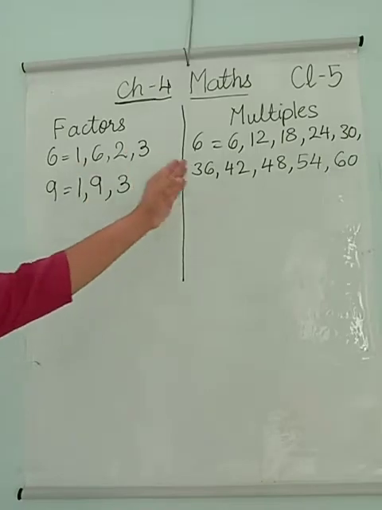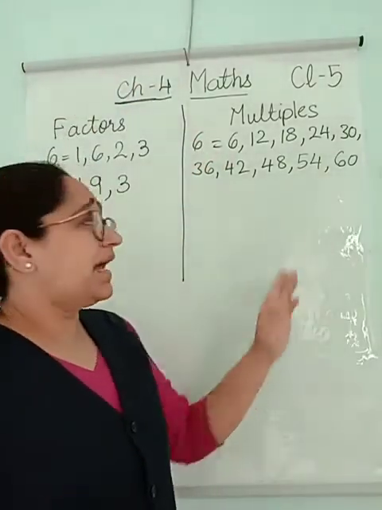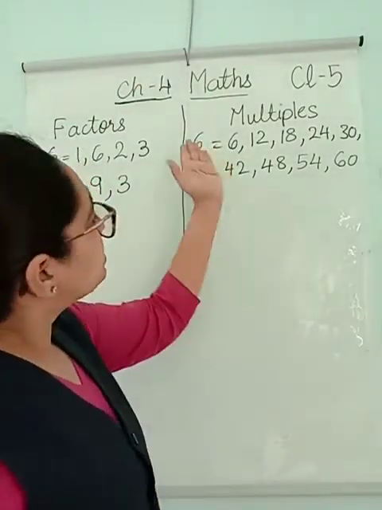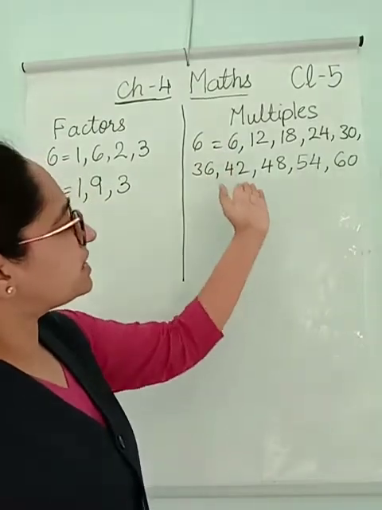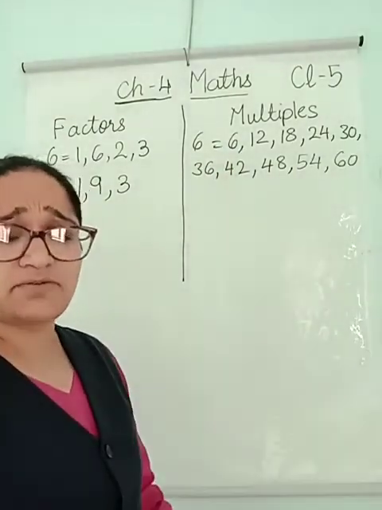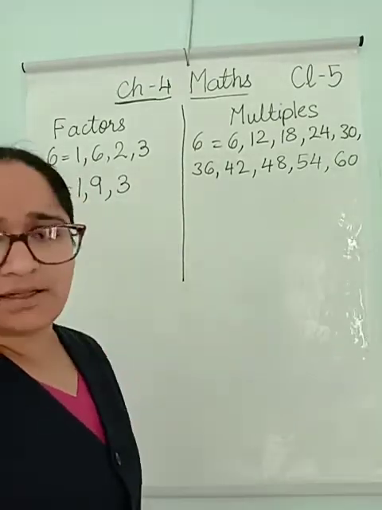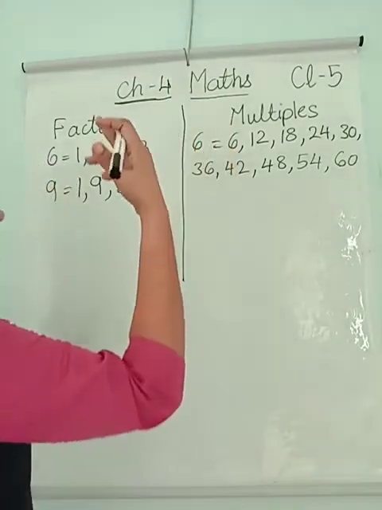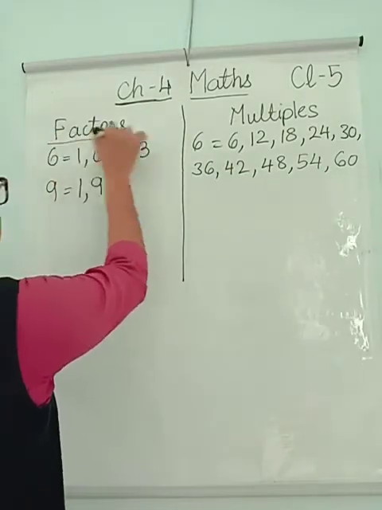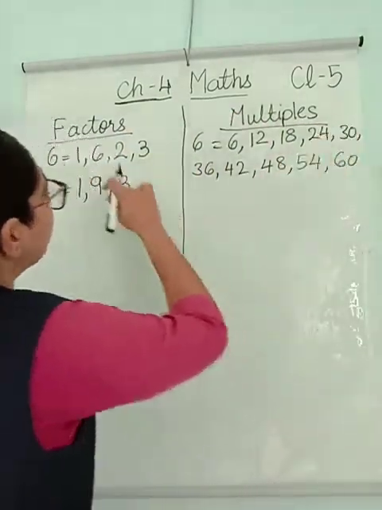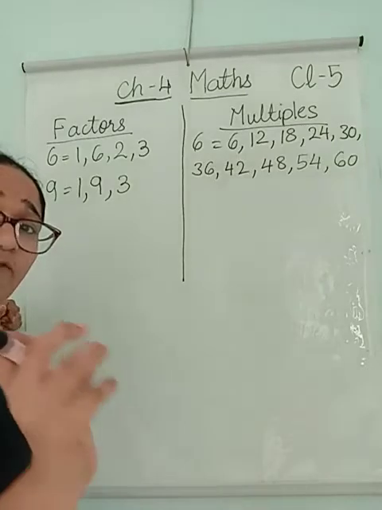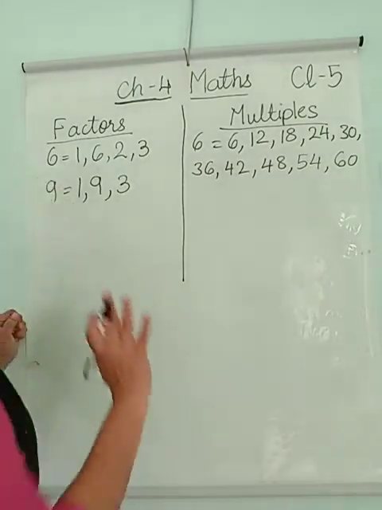Factors are limited, multiples are unlimited. I can go on. 6 11s are, 6 12s are, 6 13s are, 6 100s are, 6 101s are, 6 102s are. I can continue. So multiples are unlimited but factors are limited. There are only a few factors for every number.